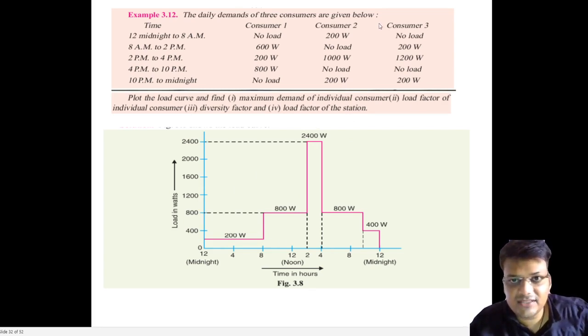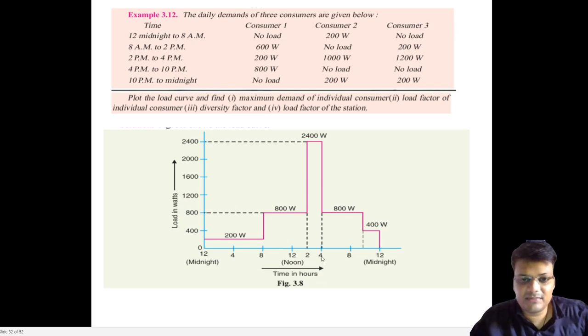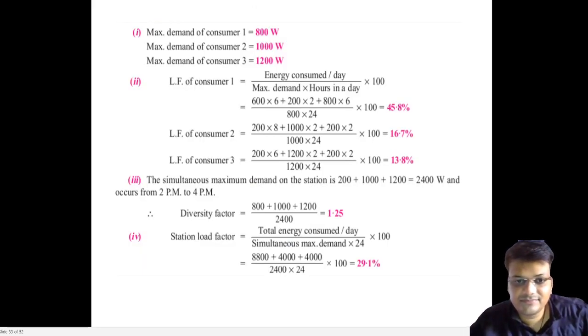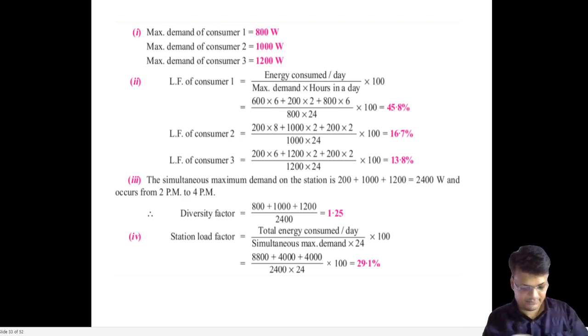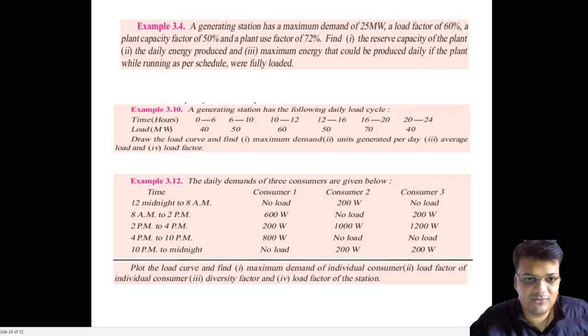This is the sum of all the consumers. This demand shows the load curve of consumer 1 plus consumer 2 plus consumer 3. So the maximum demand is 2400 watt. The diversity factor is the sum of the individual maximum demands, that is 800 plus 1000 plus 1200, divided by the maximum demand of 2400. You will get the formula here.